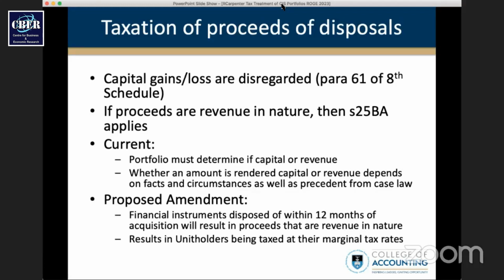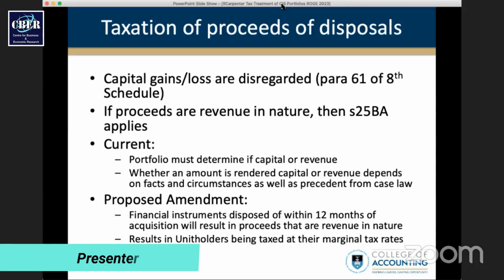And currently, in terms of legislation, it says that the portfolio must determine whether those proceeds are capital or revenue in nature. Now, while that question is undetermined, essentially every single circumstance or every single transaction, you need to look at the facts and circumstances of that transaction, as well as precedent from case law.